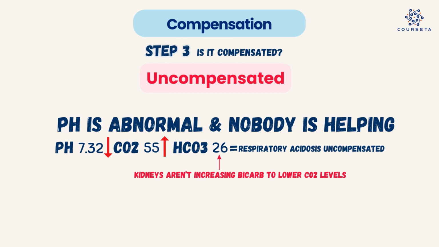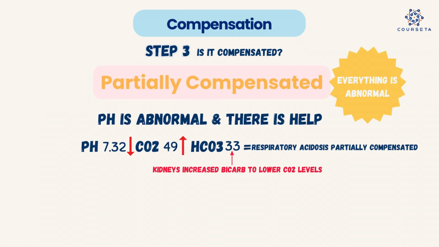Now the next 2 options are very easy because there are some simple rules that you can follow that will help you identify it immediately. So partially compensated. Partially compensated, the pH is abnormal, but so is everybody else. So if all 3 of your values, the pH, the CO2, and the HCO3, if all of those are out of range, then it is partially compensated. So remember, partially compensated, everything is abnormal.